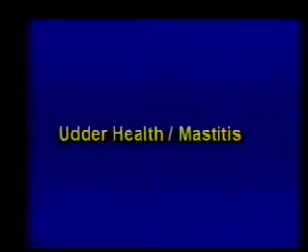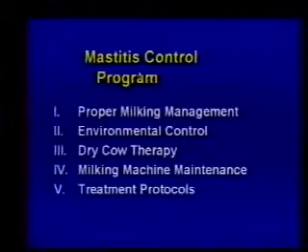Udder health and mastitis. Very briefly, remember that there are mastitis control programs. We want to have proper milking management, which means that after a cow gets milked, we want to dip each teat after milking with an iodine-based dip. That's number one, the most important one. After milking procedures, we want to dip the cow with an iodine dip and make sure that the cow is properly stimulated before milking, and that we examine the secretions to determine whether or not she has mastitis.